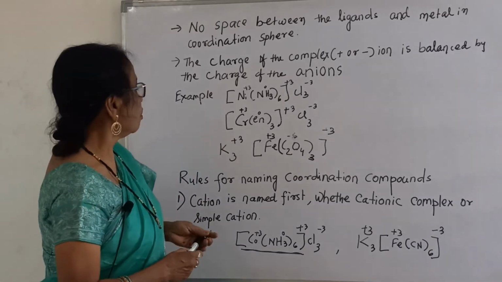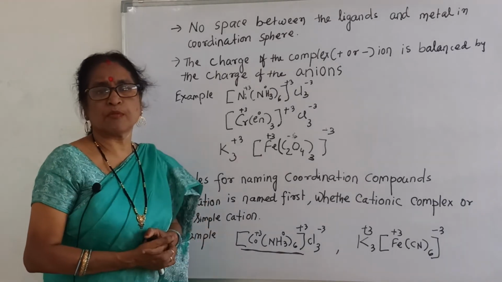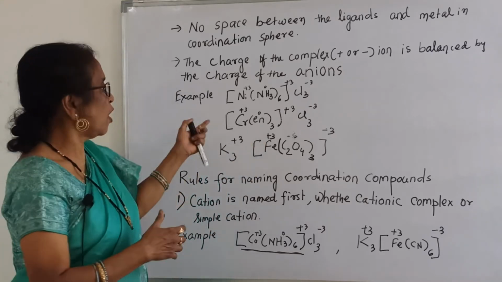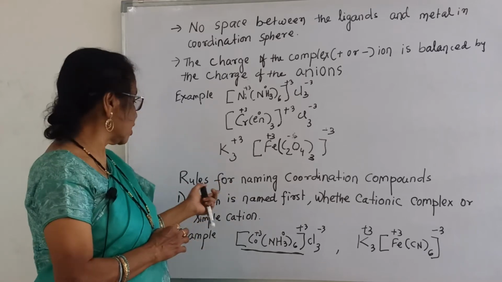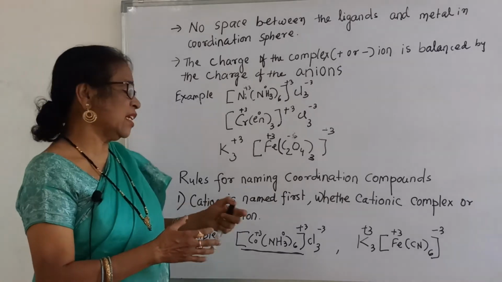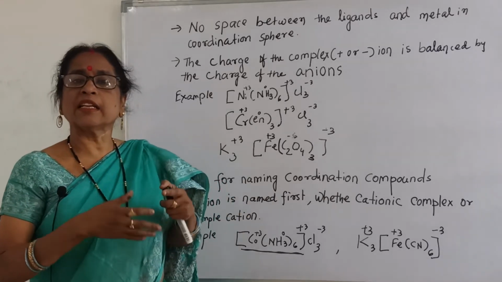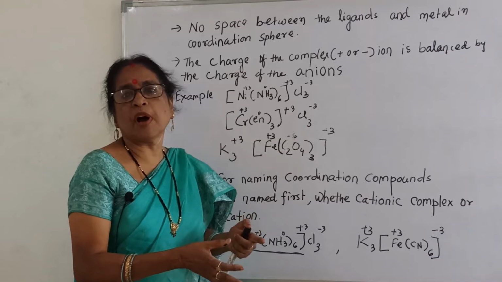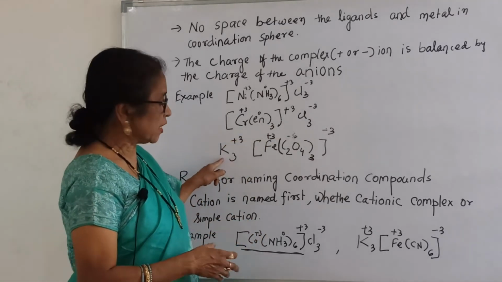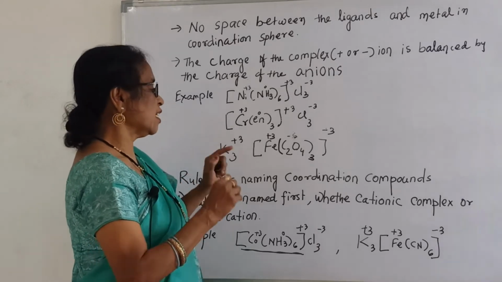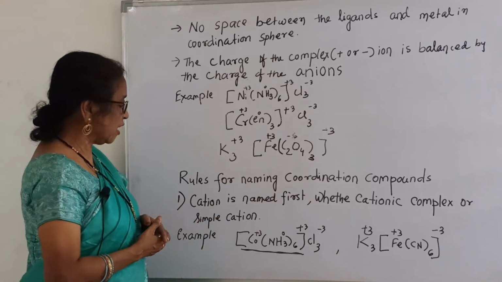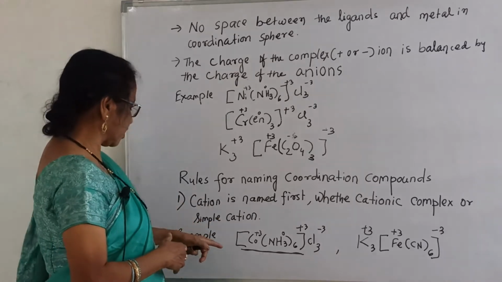Then come to the rules for naming coordination compounds. These are the points you should remember inside the compound. Now, the rules for naming. How can you name it? First point, the cation is named first, whether the cation is a complex or a simple one. Just like here, the cation is a complex and the cation is a simple metal. This is named first. And if it is a simple cation, a metal, it is named first, like this here.